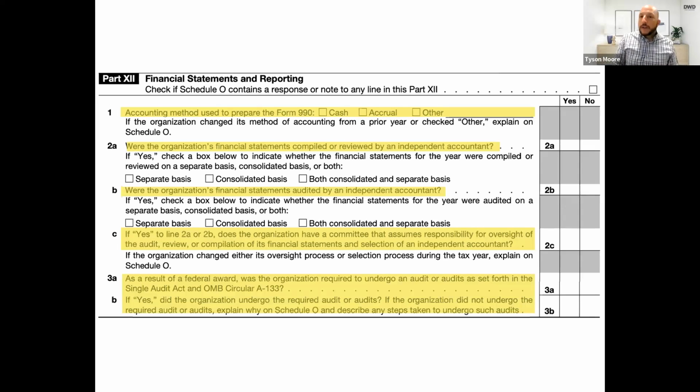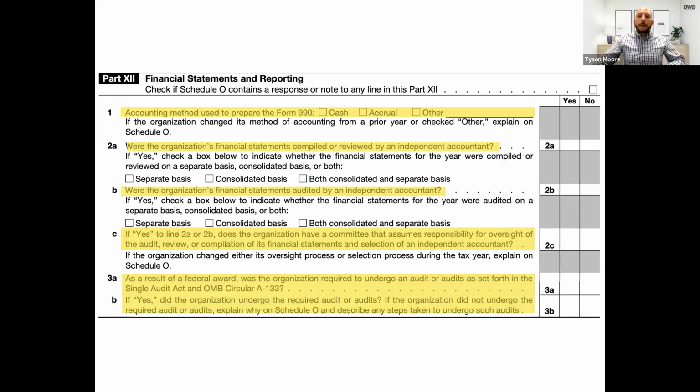So in part 12, it talks about some basic financial information as far as what method you're going to use to prepare your 990. Is it the cash basis? Is it the accrual basis? Or is it another method like maybe modified cash? Whatever method you used for your audit, your review, or your internal financial statements is usually going to be the same method that you use here to prepare your 990.